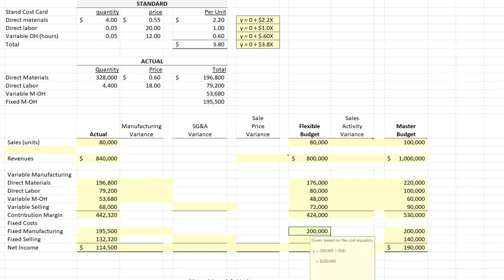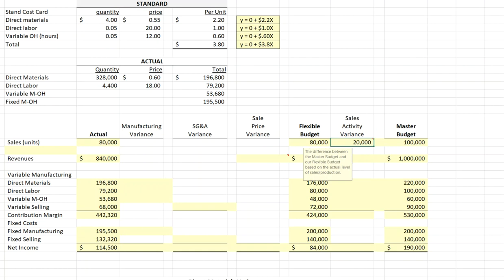Our budgeted fixed cost, again, fixed costs don't change with the level of activity. We would have budgeted $200,000 for fixed manufacturing overhead and $140,000 for our fixed selling cost, giving us a total bottom line net income of $84,000. Let's go ahead now and take a look at our sales activity variances.